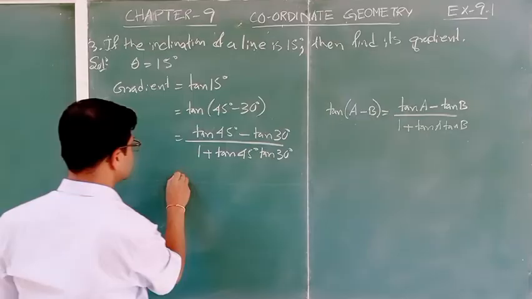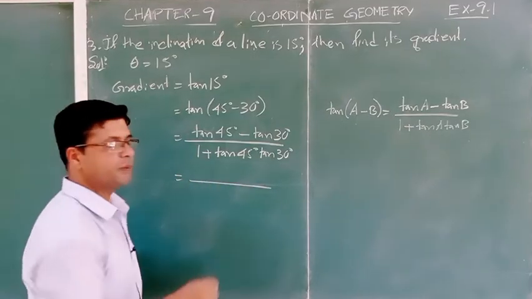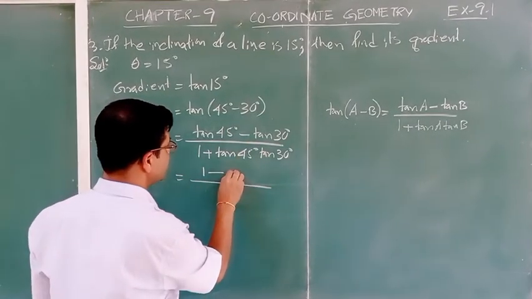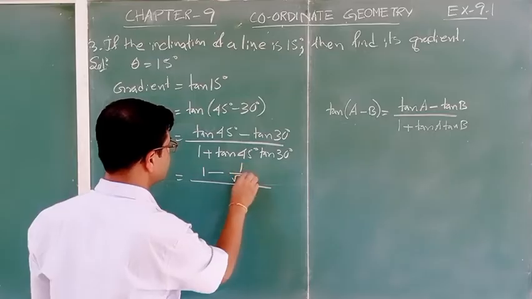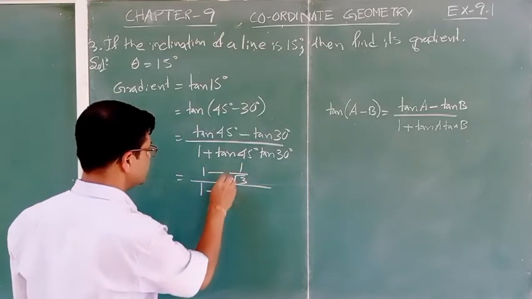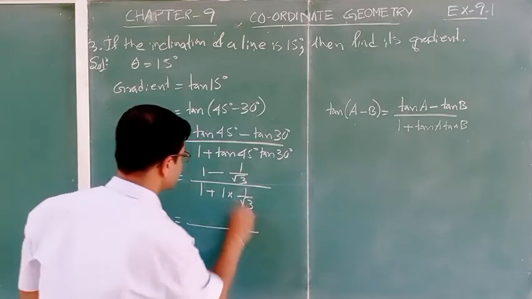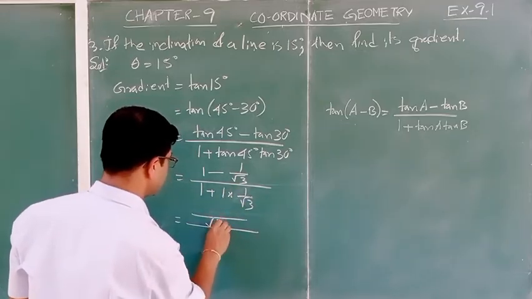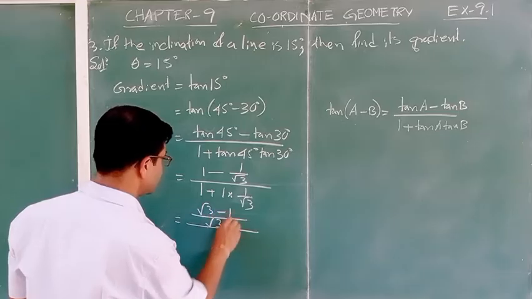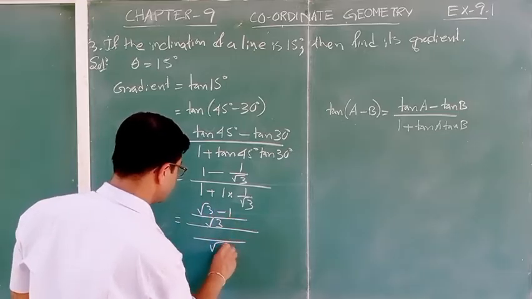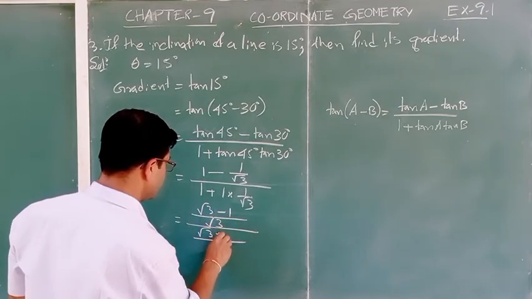Got it? Okay, let us simplify it further. Tan 45 is how much? 1. Tan 30 degrees is 1 by root 3. So this is 1, this is 1, this is 1 by root 3. Okay, let us take the LCM. What is the LCM? Root 3. Root 3 into 1, root 3 minus 1. Here, what is the LCM? Root 3. Root 3 into 1, root 3. 1 into 1, 1, 1.